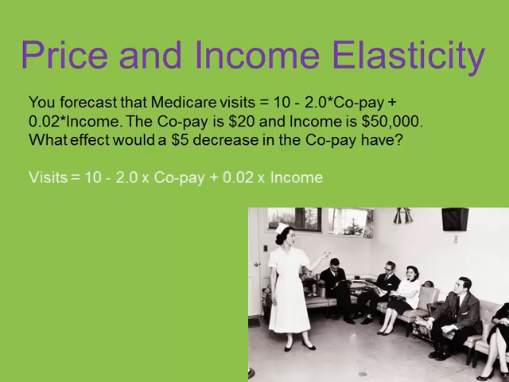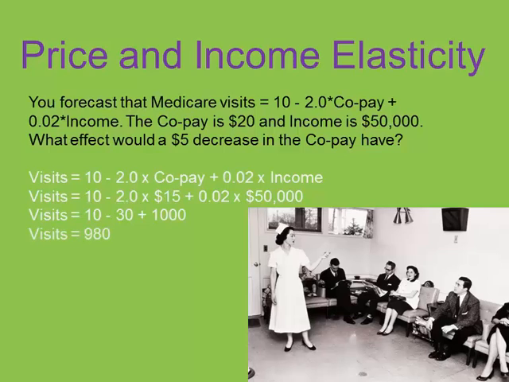Okay, so you have number of visits, and what we're going to now do is calculate with the new copay. The new copay has gone down to $15. Again, we're going to do the math just like before. The negative 2.0 times 15. Then we're going to do the 0.02 times 50,000. Can kind of collapse that all together. 10 minus 30 plus 1,000. We now get 980 visits, and that is an increase by 10 visits.